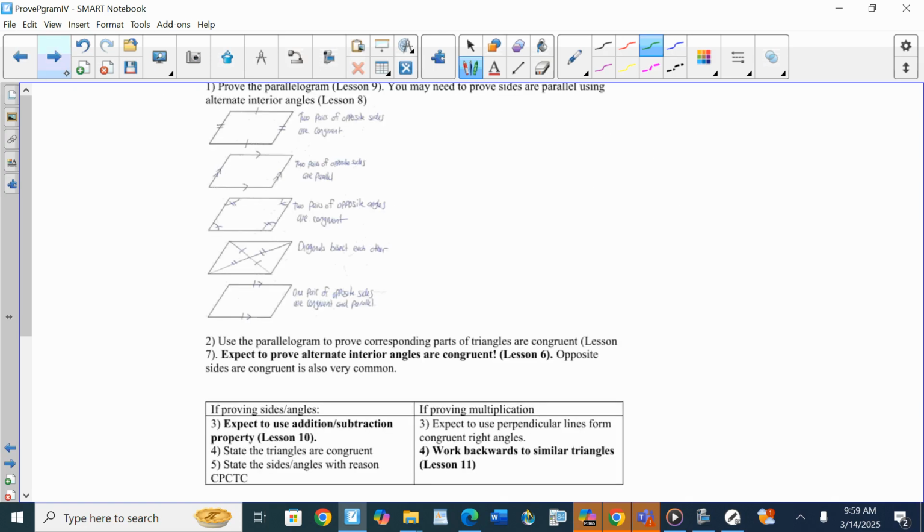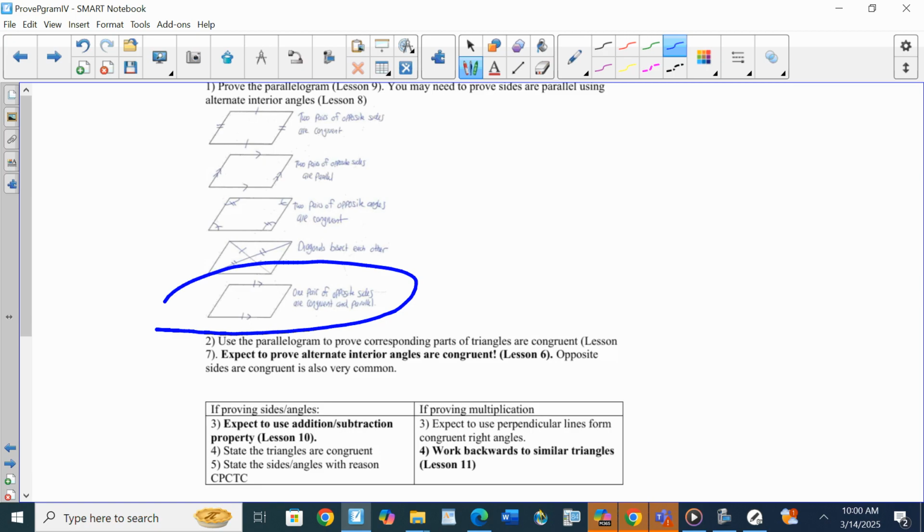So I love the way I lay these notes out right here. This is exactly what you need to do. It's a lot, but this is what you're going to need to do to get these questions correct. 1, you're going to have to prove the parallelogram. We did a lesson on that. You may need to prove sides are parallel using alternate interior angles. We did that.